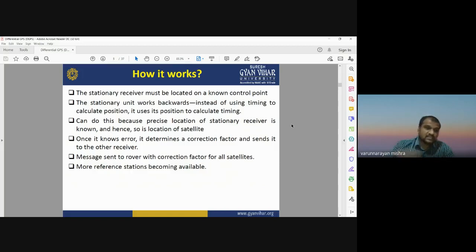Now the base station sends the message to the rover station that this much will be the error in the position. On the basis of that error, the rover station uses that information to correct its own positioning at different locations over the study area. If it is possible, we may have more reference stations. We can have two or three more reference stations, so that it will easily rectify the errors caused by the different factors in the GPS signal.